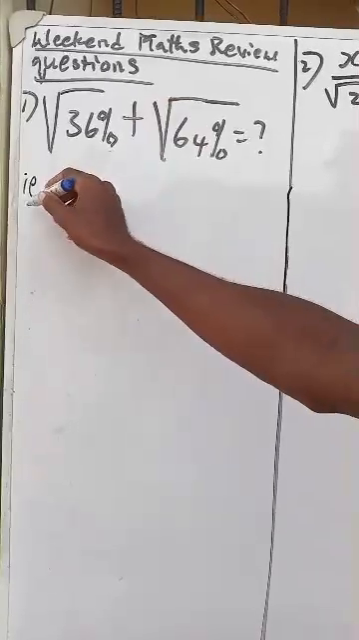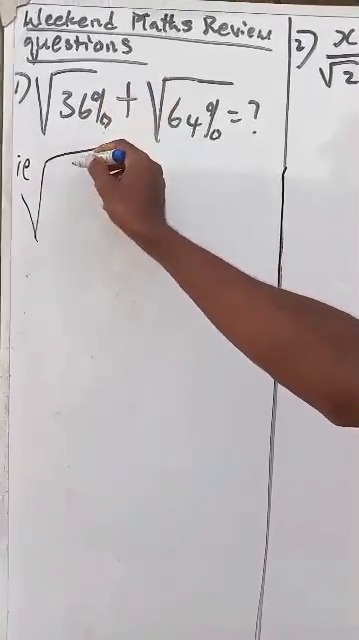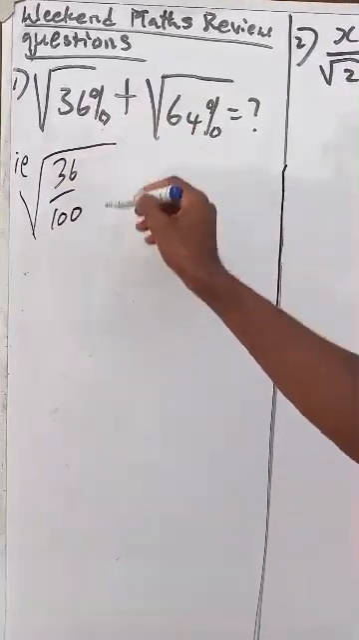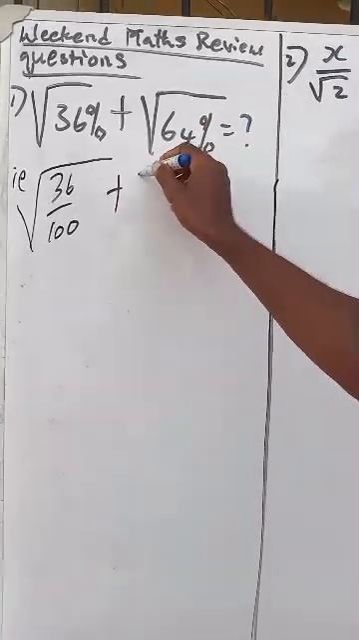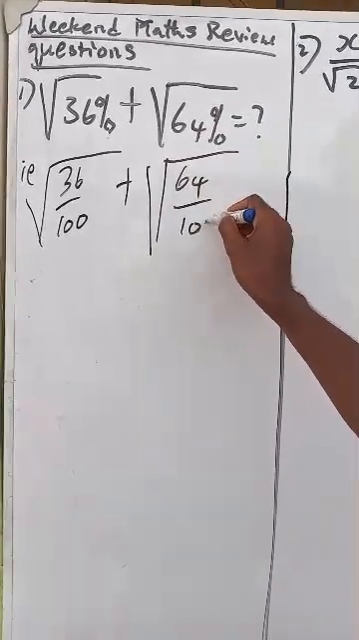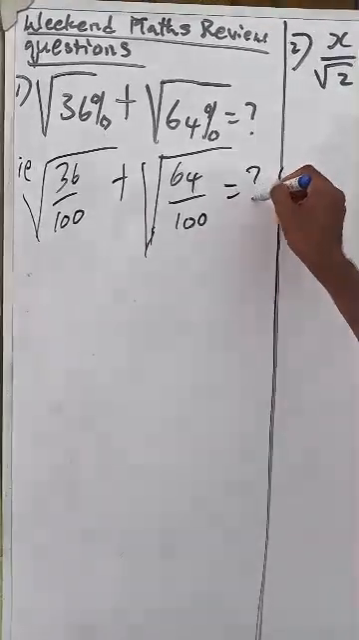So the square root of 36% is the same thing as the square root of 36 over 100, because 100 is the total percentage, plus the square root of 64% is the same thing as the square root of 64 over 100, because 100 also is the total percentage, equals an unknown.